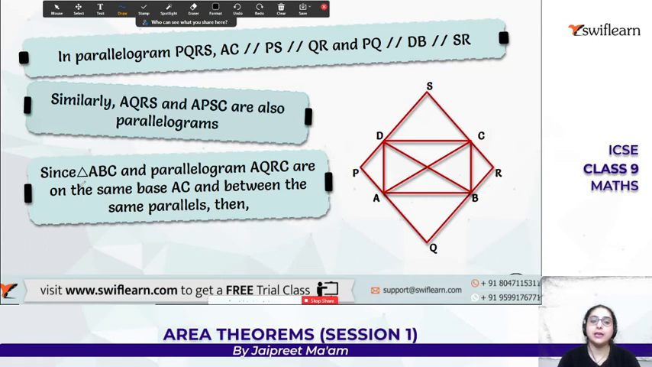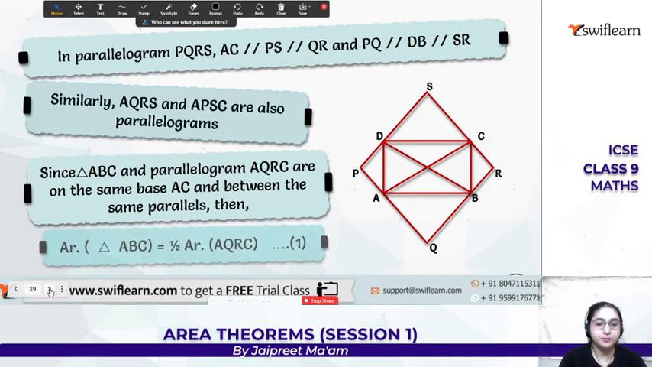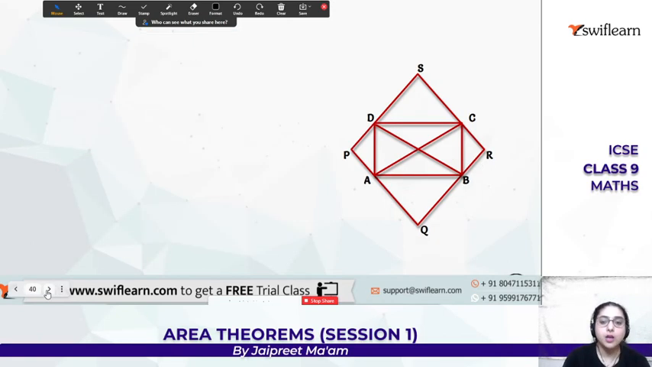Then triangle ABC and the parallelogram AQRC are on the same base AC. Now see, this triangle and this AQRC, this is actually C here. They are based on the same base AC and between the two parallels AC and QR, which means their areas are related. We have just learned the theorem. So the area of triangle ABC is half the area of AQRC, because they are on the same base AC and between the same parallels AC and QR. So we have found one.